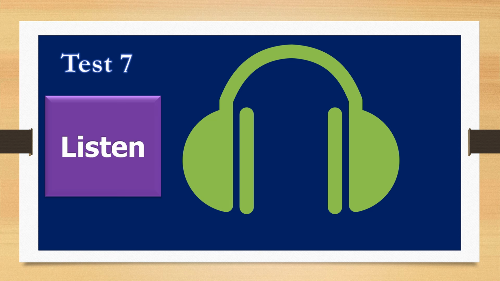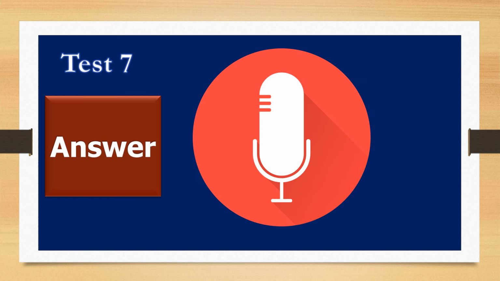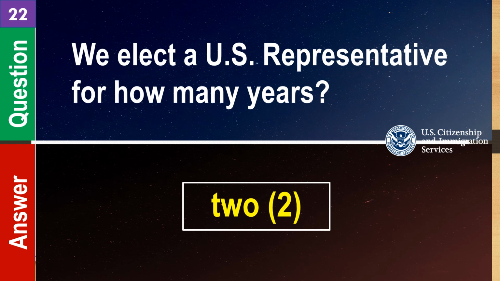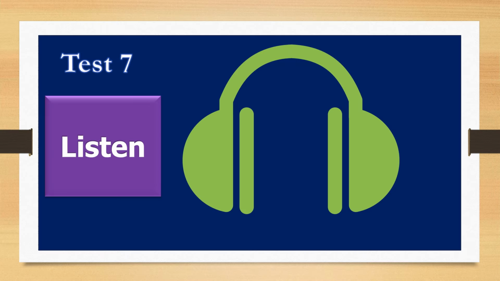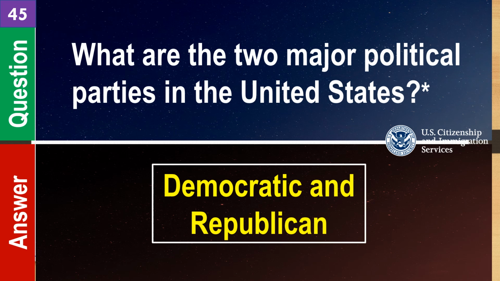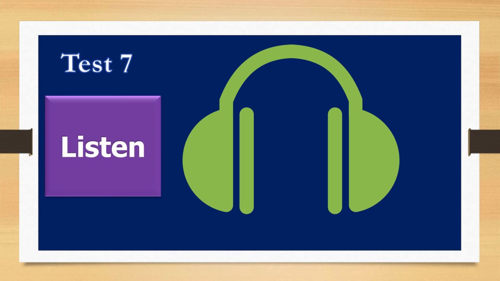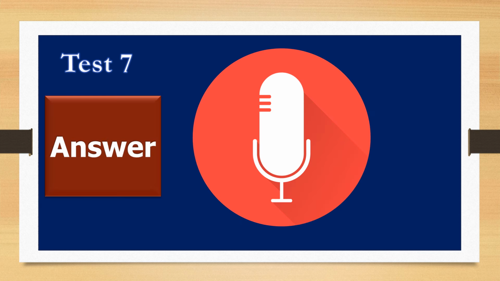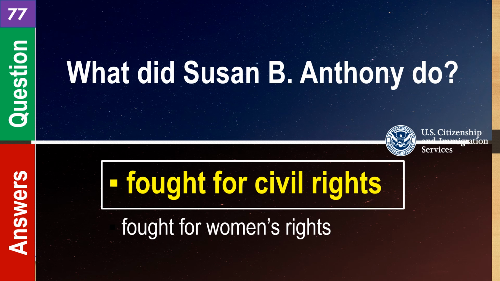We elect a U.S. representative for how many years? 2. What are the two major political parties in the United States? Democratic and Republican. What did Susan B. Anthony do? Fought for civil rights.